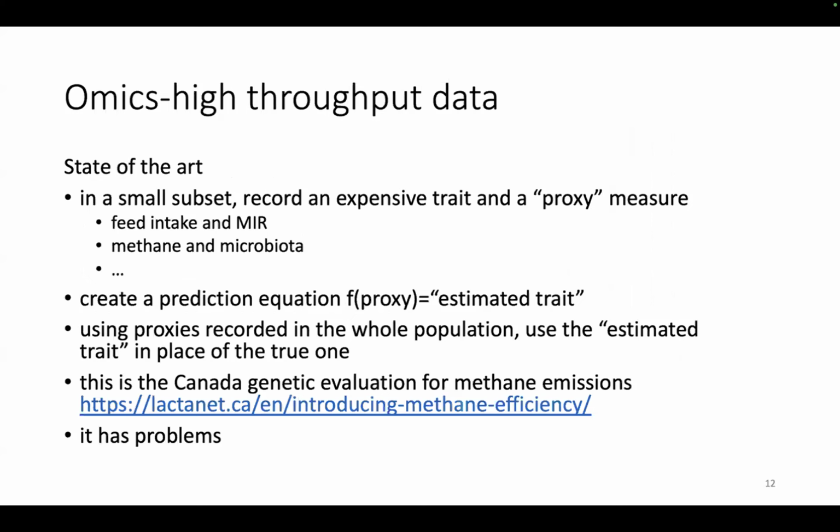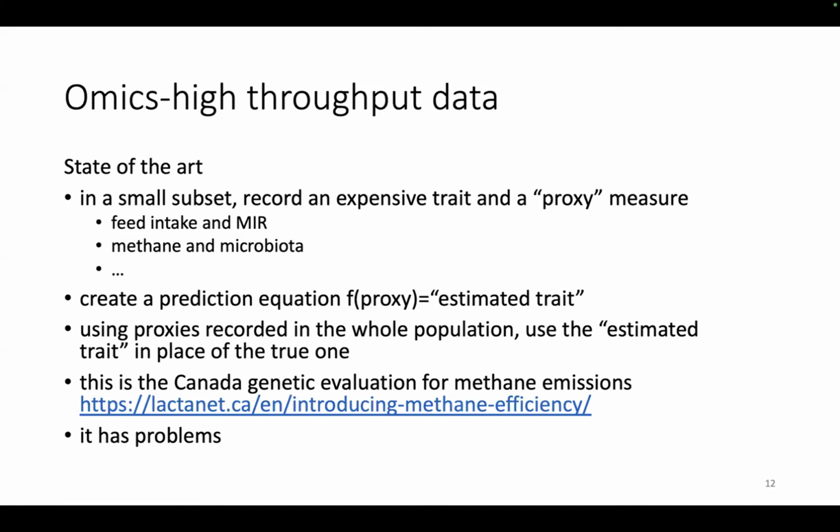So what is the state of the art now? The state of the art is basically you prepare some kind of experimental farm. In that farm, you have animals that you can record basically everything. And on those animals, you also record, for instance, RNA-seq or milk infrared spectra or microbiota. So you have the trait that you want to improve, and then you have a proxy measurement. And then you take your proxies, and you have many of them, and you get an equation to predict your trait, and you are happy because the prediction is 90% accurate or something like that.